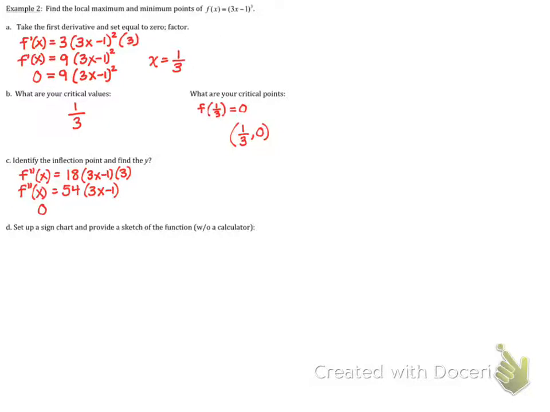All right, so we set that equal to 0, and we solve. And it's going to look very similar. If we divide by 54, on both sides it's going to stay 0, and then we're going to add 1, divide by 3. So now we have the same value for our inflection point. And when I find the y, again, we plug it back into the original. I'm going to get out 0.